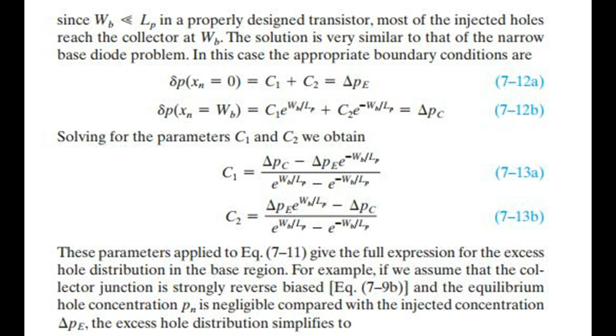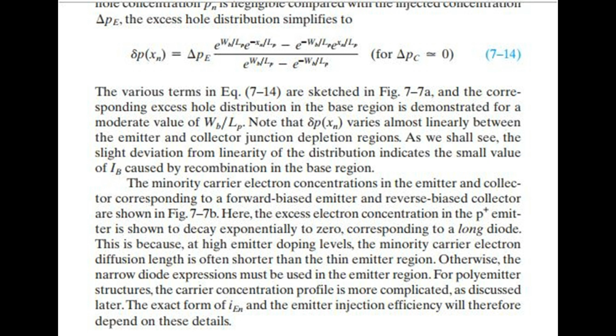For example, if we assume that the collector junction is strongly reverse biased, Eq. 7-9b, and the equilibrium hole concentration Pn is negligible compared with the injected concentration PE, the excess hole distribution simplifies to: The various terms in Eq. 7-14 are sketched in Fig 7.7a, and the corresponding excess hole distribution in the base region is demonstrated for a moderate value of WB greater than Lp. Note that δp(xn) varies almost linearly between the emitter and collector junction depletion regions. As we shall see, the slight deviation from linearity of the distribution indicates the small value of IB caused by recombination in the base region.